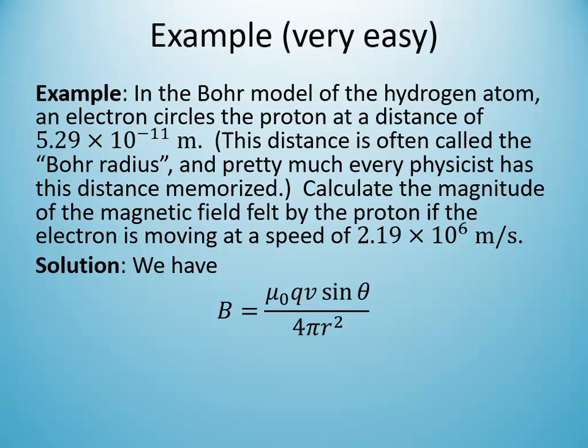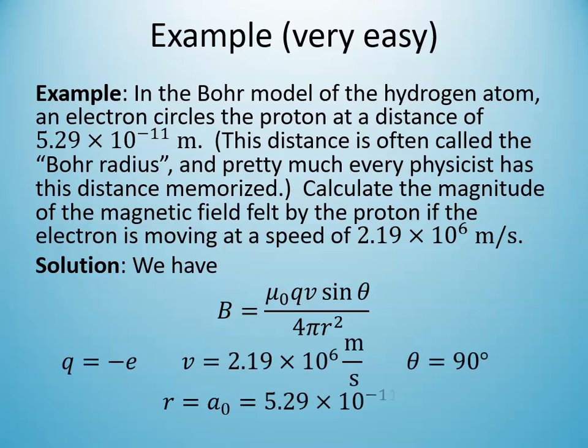Okay, well, here we have our magnetic field equation, the Biot-Savart Law in angle form, where we turn that v vector across r hat into just a v sine theta. So we know what Q is. Q is the negative of the elementary charge, and the V is given. The angle is 90 degrees because at any one time, at least on average, the angle between the electron's direction of motion and the proton is 90 degrees. And the radius is the Bohr radius, 5.29 times 10 to the minus 11 meters. Or the distance, I should say, is the Bohr radius.